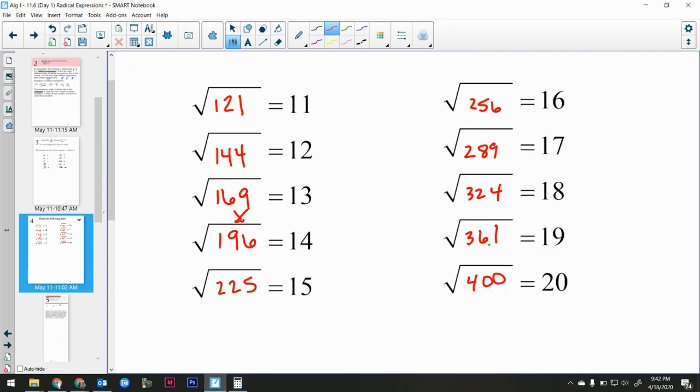So now, do you need to memorize these? Absolutely not. But what you're going to see here is these numbers come up very often.